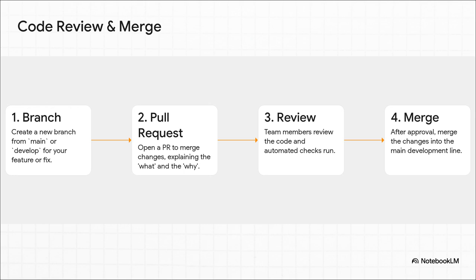Once you think you're done, you open what's called a pull request, or PR. This is your formal request to add your code to the project. It's where your teammates can review it, your automated tests kick in, and once everyone gives it a thumbs up, your code gets merged. This process is the guardian of your project's quality.